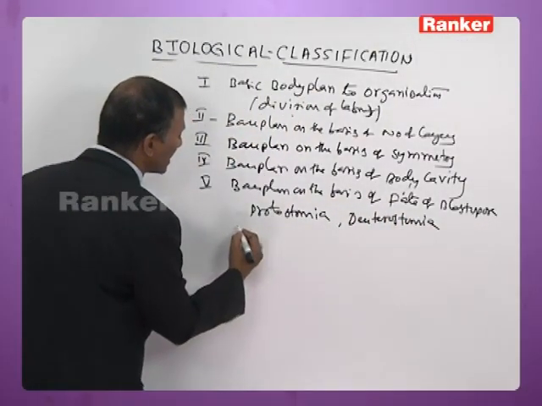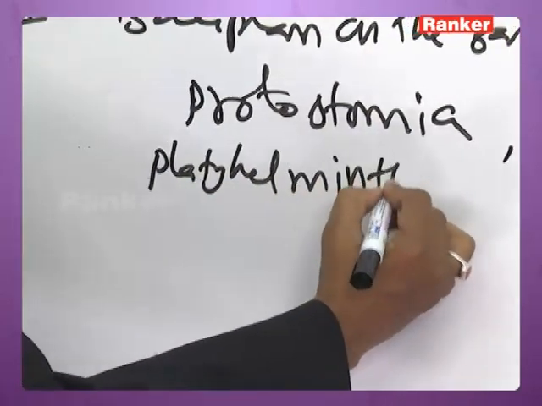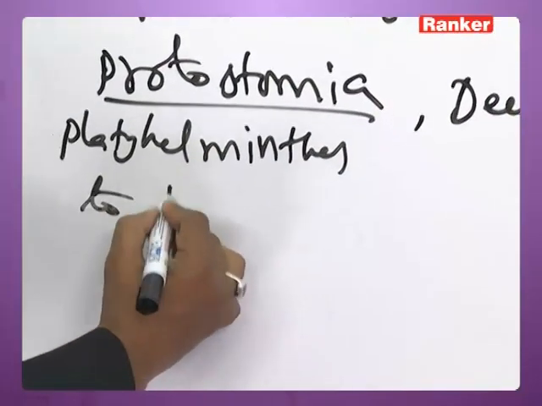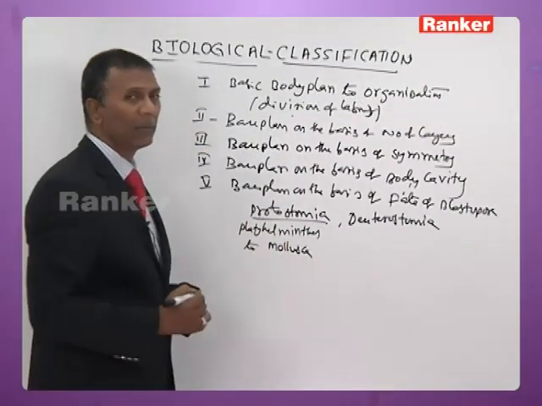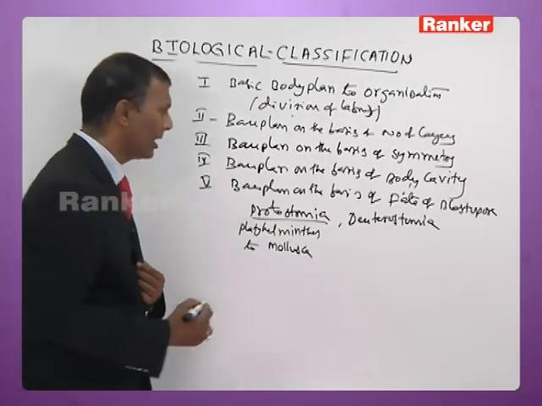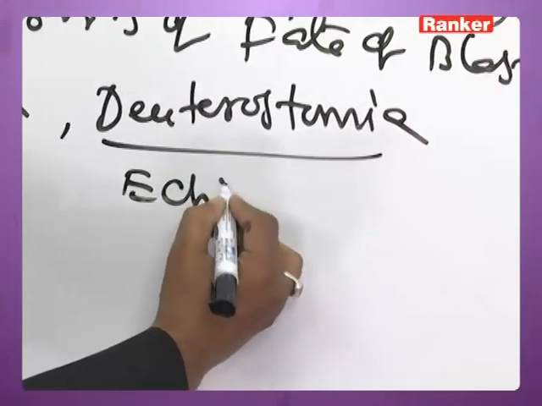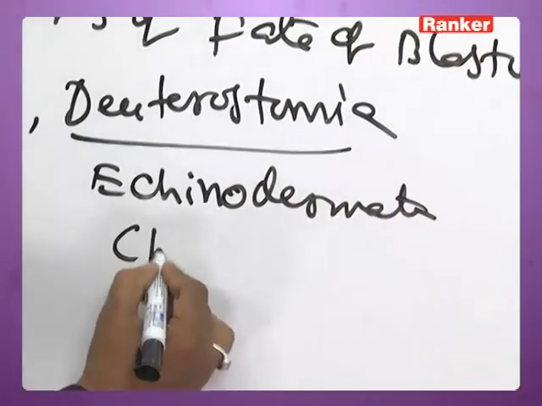Protostomia examples: Platyhelminthes, Nematohelminthes, Annelida, Arthropoda and Mollusca. Under Deuterostomia, you have examples: Echinodermata and entire Chordata.